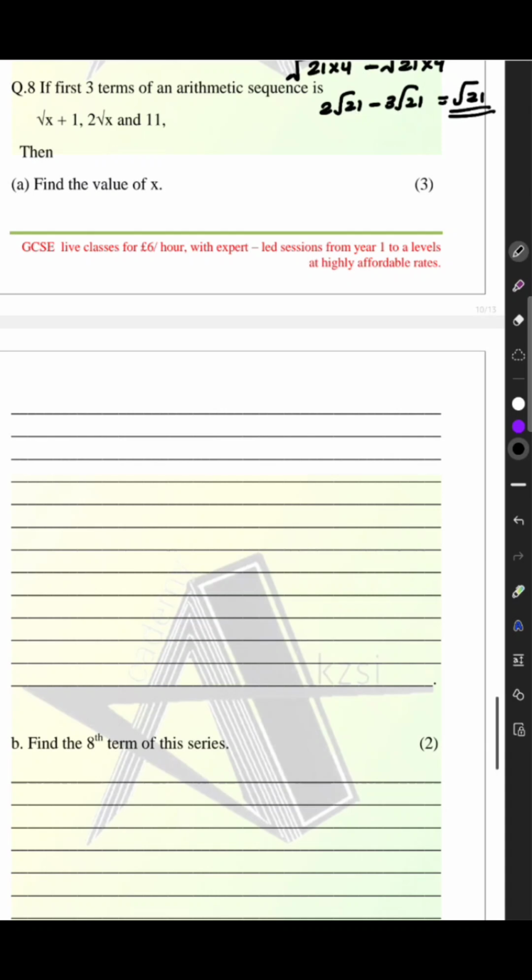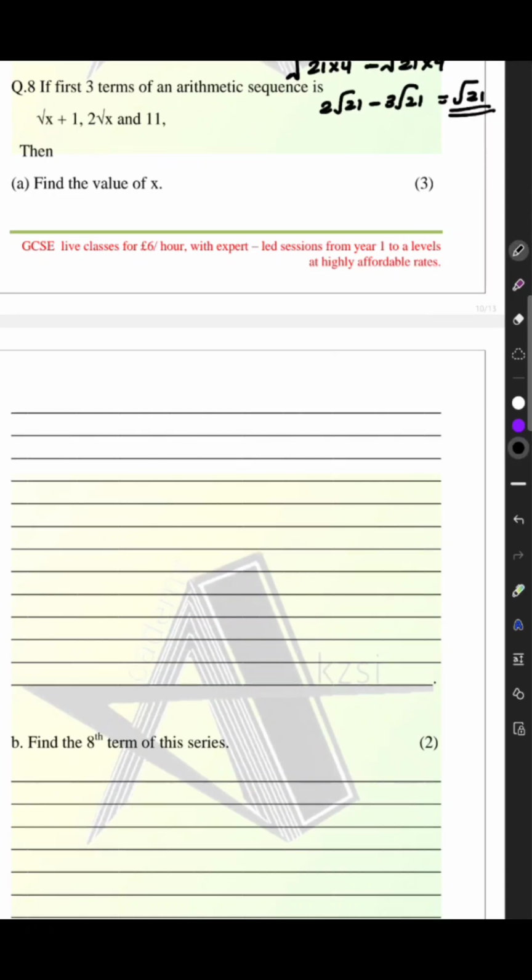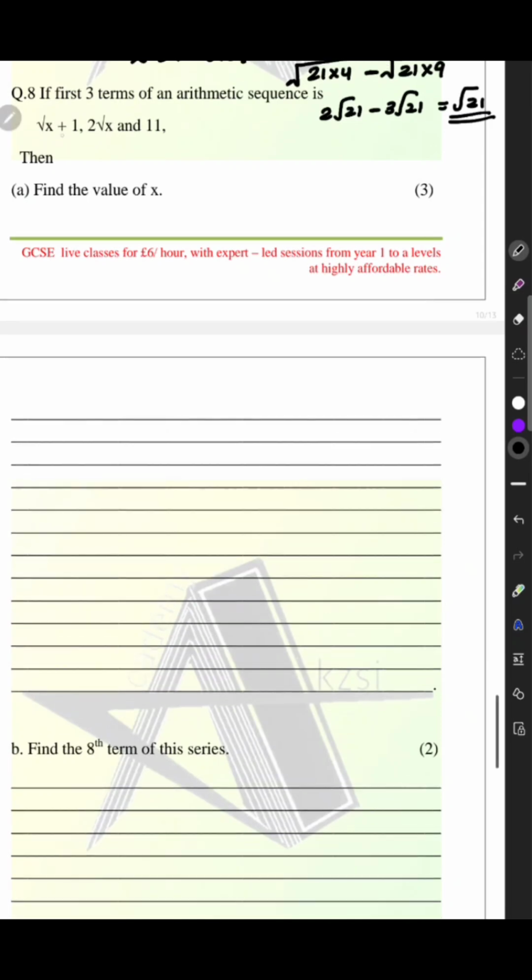Moving on to question number 8. If first three terms of an arithmetic sequence, an arithmetic sequence is a sequence in which you keep on adding the same number or same constant to get the next term. So like if my series is 1, 3, 5, clearly I'm adding 2 and 2 and 2 and so on to get the next answer. So here, because we are adding a constant term, I'm not sure what that constant number is, so let me assume it to be d.